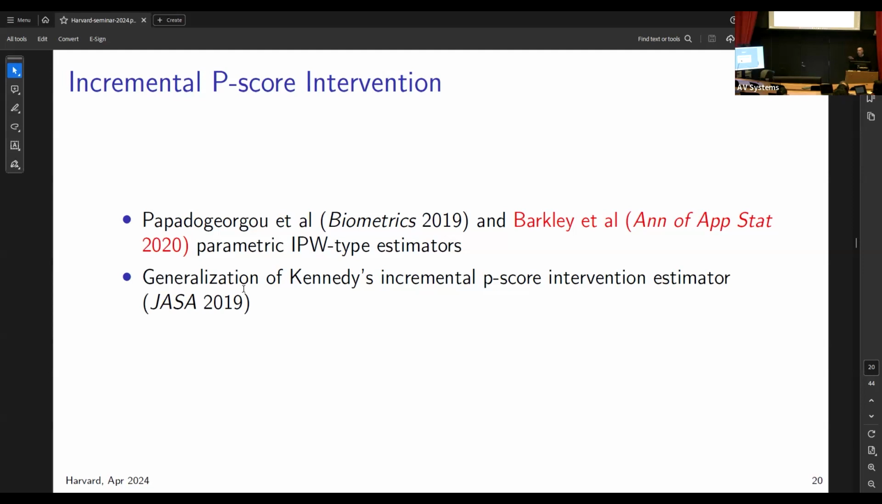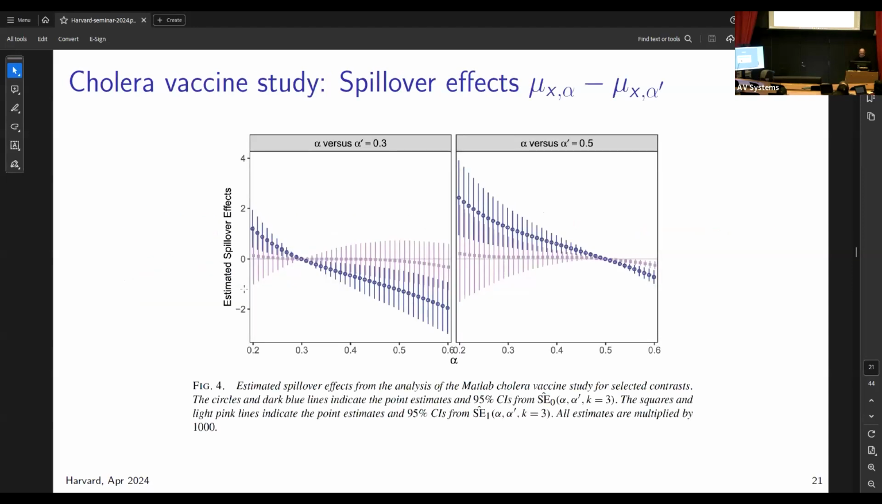That's Kennedy's paper in the absence of interference. But all three of these papers are thinking about the same idea. Instead of the classic causal estimands of what if we treat everyone compared to what if we treat no one, what if instead we shift the propensity score distribution, arguing that in many settings that may be a more interesting causal estimand to try to draw inference about. These are the results from the Barkley paper, reanalyzing that cholera vaccine trial data, but instead of targeting this type B policy estimand, looking at this incremental propensity score type estimand.